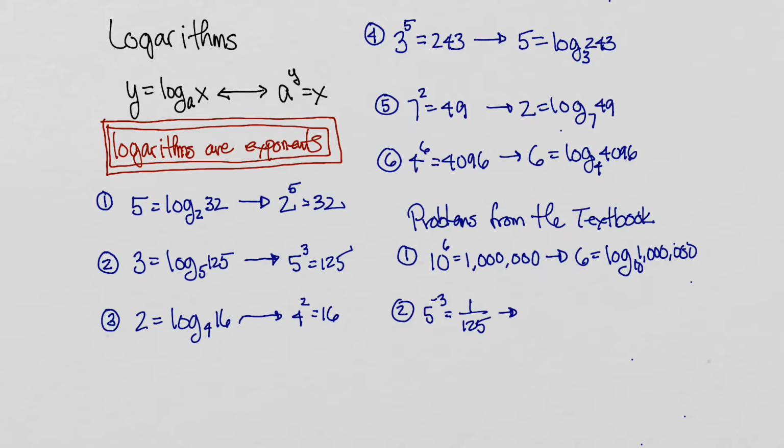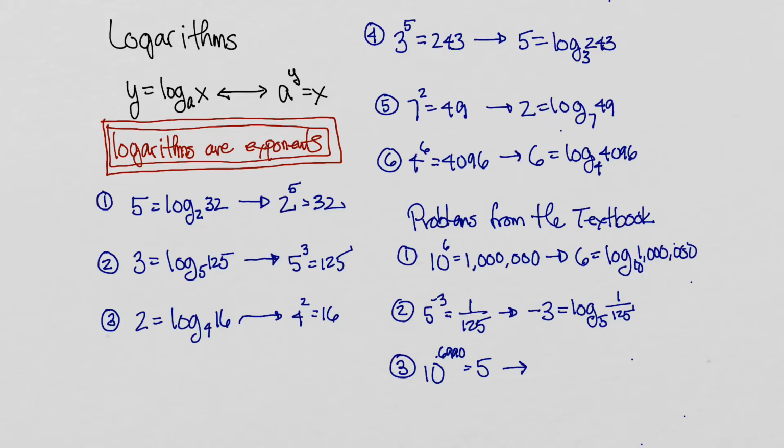Now, let's make this conversion here. 5 to the negative 3 is 1 over 5 cubed, 125. But we know that logarithms are exponents. The exponent here is negative 3, so negative 3 is equal to the log, base 5, of 1 over 125. And this side says that if you take 5 and raise it to the negative 3 power, you'll get 1 over 125.